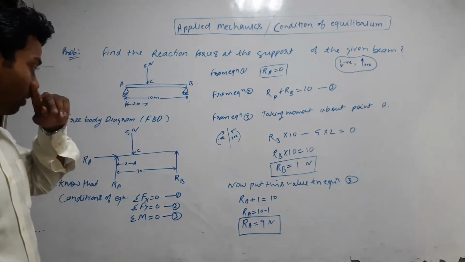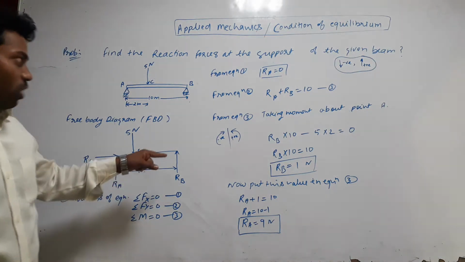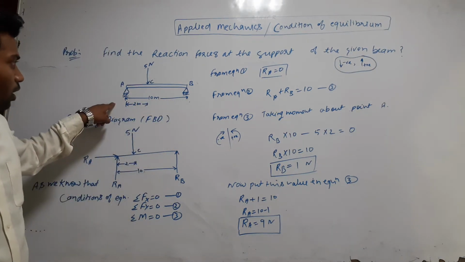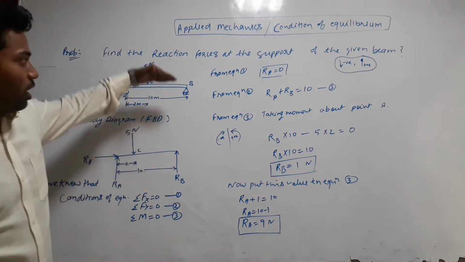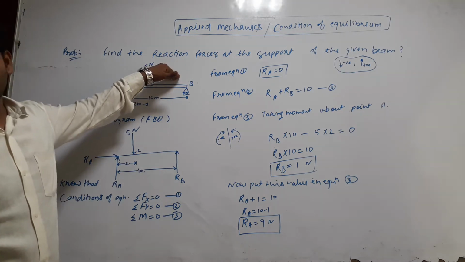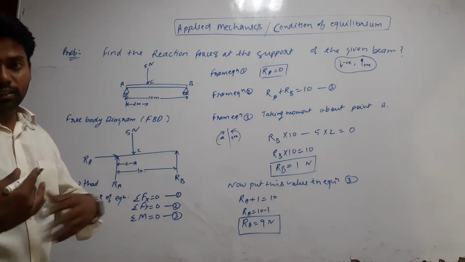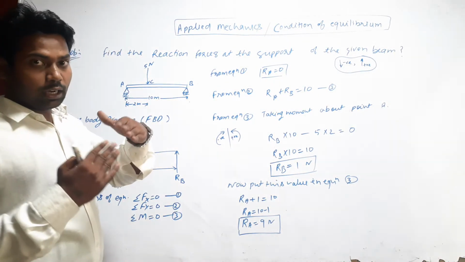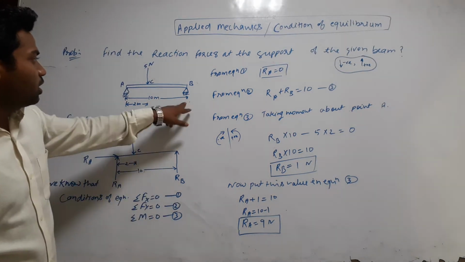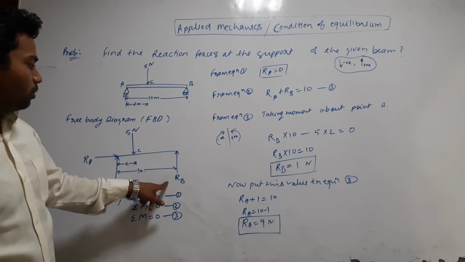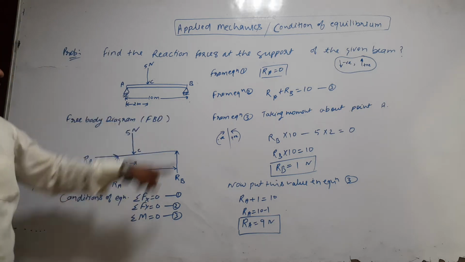Force diagram means you have to show all the forces in the diagram, like as you have the support here and here. So you have to replace these supports with the reaction force. Why? Because as you have kept the beam on the supports, these supports will resist that, it will create a reaction force over there. So these supports will change with the reaction force here in the FBD, as you can see in the diagram. So this is the free body diagram of the above problem.